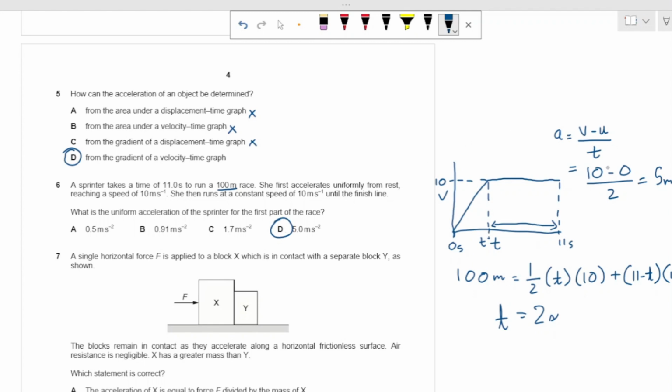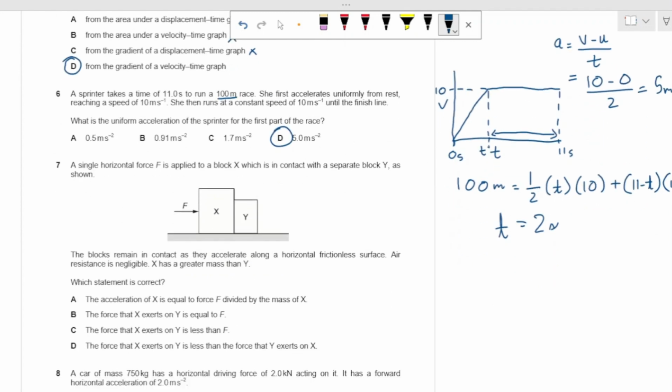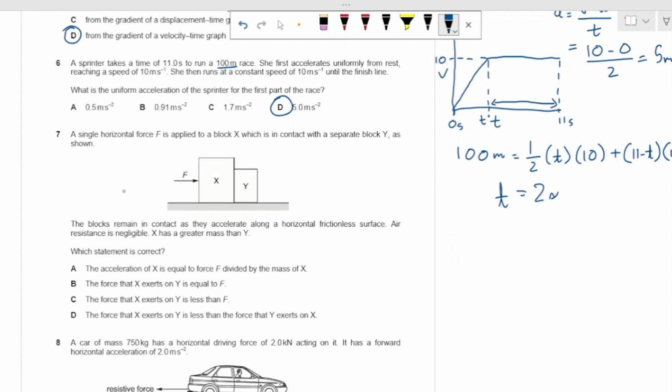All right. Question number 7. A single horizontal force is applied to a block X which is in contact with a separate block Y as shown. The blocks remain in contact as they accelerate along a horizontal frictionless surface. Air resistance is negligible. X has a greater mass than Y. Which statement is correct?